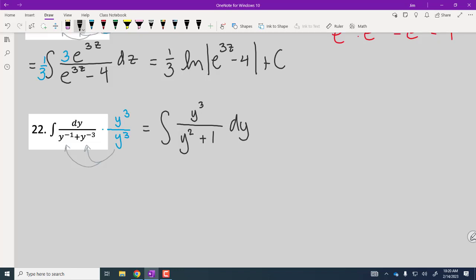Okay, so now here, improper fractions. You maybe have not used that concept with rational functions. This is a rational function because it's got a polynomial below and a polynomial above. That makes it a rational function. So a rational function is when you have a quotient of polynomials.